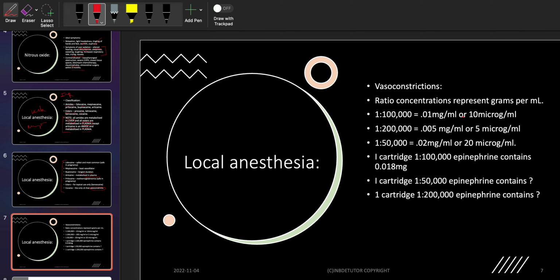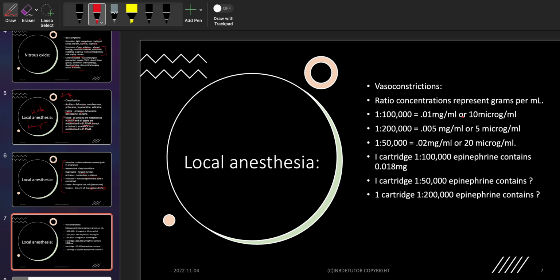Now, why do we add an antioxidant, which is metabisulfite? We add metabisulfite to protect the vasoconstrictor. If a patient is allergic to metabisulfite, you can use the LA without the vasoconstrictor. And why do we add antioxidant in the cartridge? It decreases the pH of the solution.